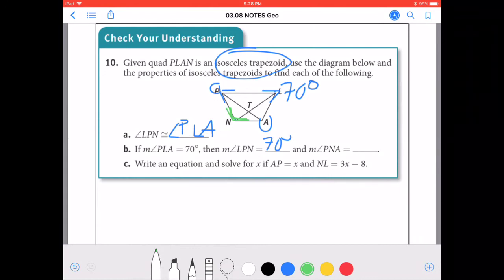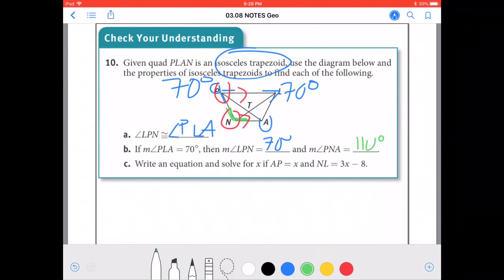How could we figure out what that one is equal to? Right, we said this angle over here would also be equal to 70. How could we figure out what N is? Right, if you recall, we talked about this in the last video. Since these two lines are parallel, that means these two angles are supplementary. So that means that angle PNA has to be supplementary to 70, which means it would be 110.